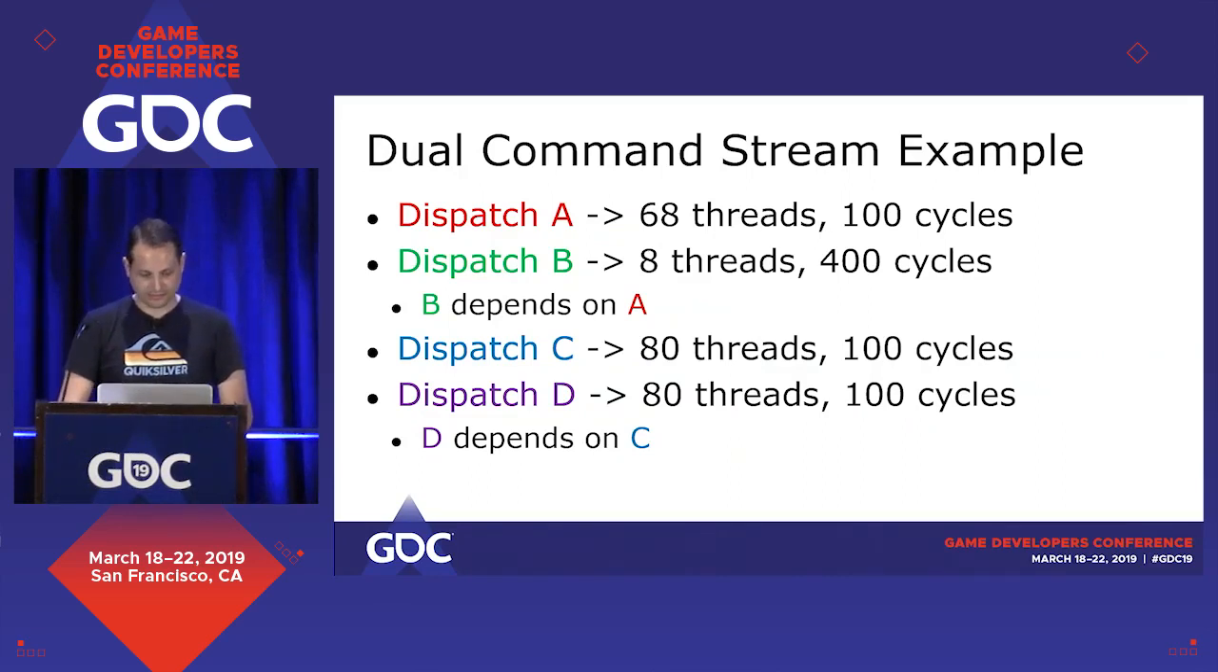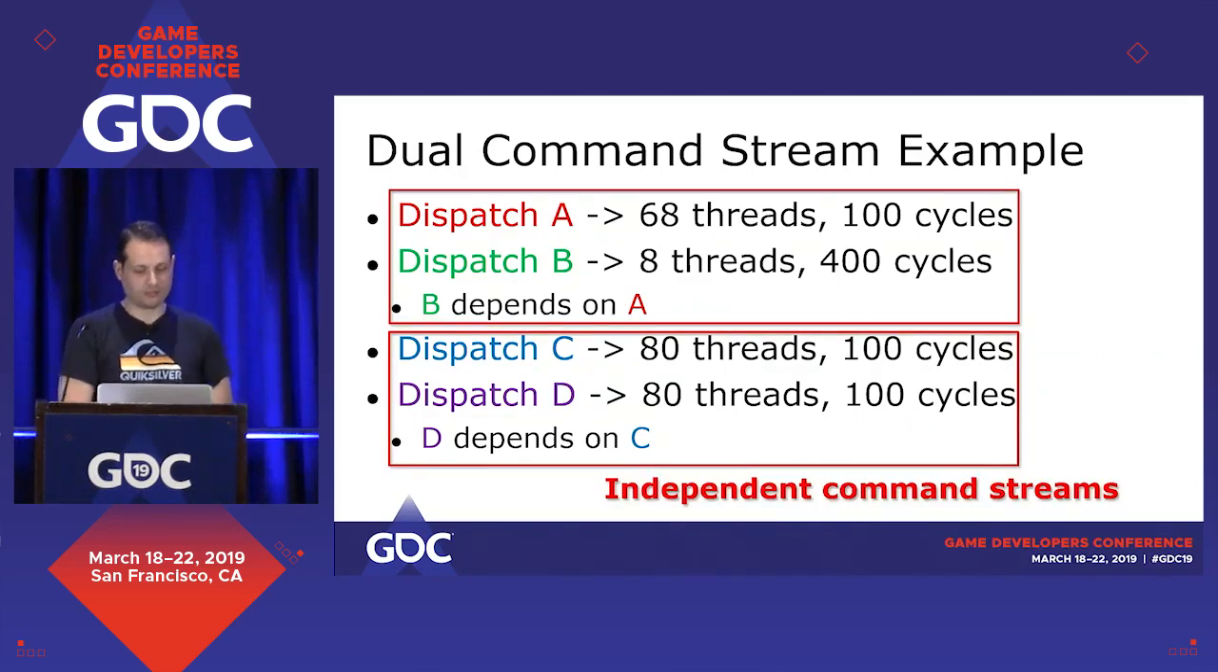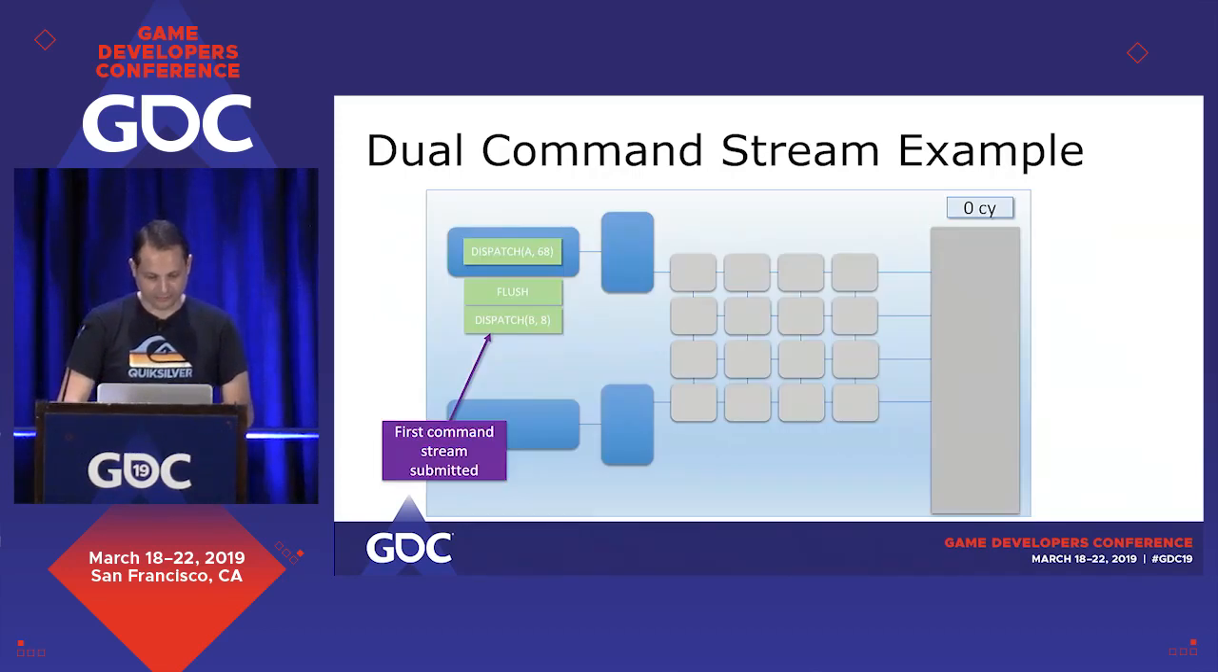So this gives us essentially two independent command streams, which is cool. This is what we want to feed our dual command processors on the GPU. So we're going to try that. We're going to submit these as two different command streams and see how it goes. We'll start out at cycle 0. We're going to submit the first command stream with dispatch A to the top command processor.